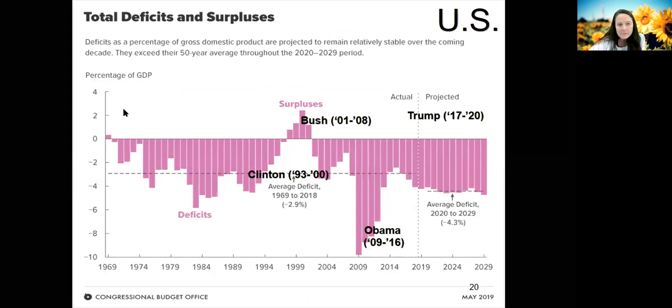This is just a breakdown of surpluses and deficits. You can see the majority of the time our government is in a deficit.